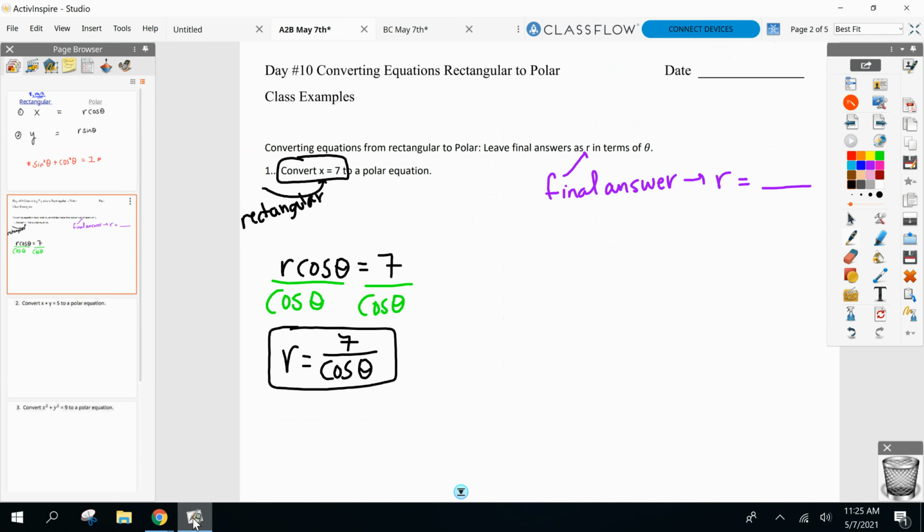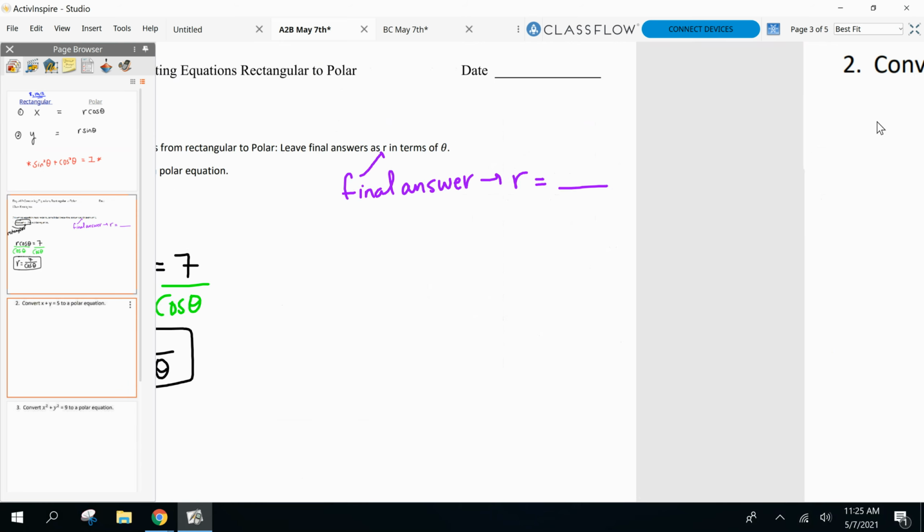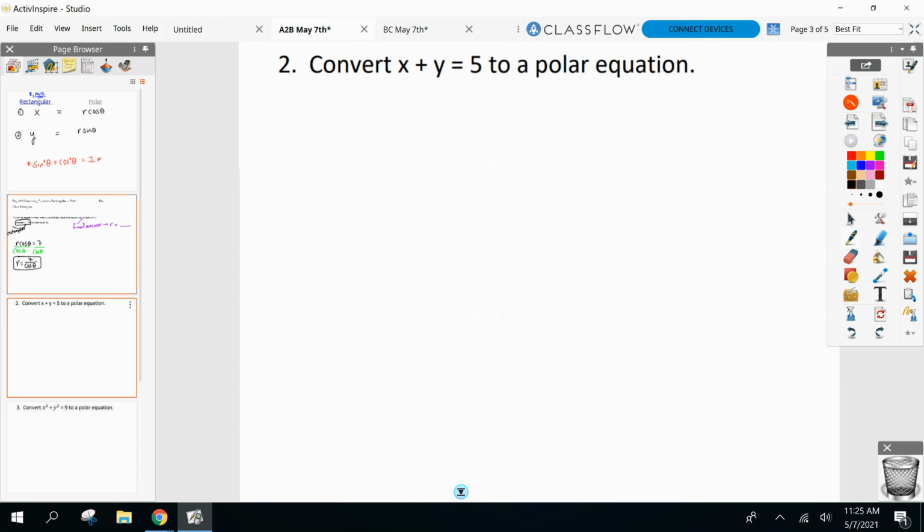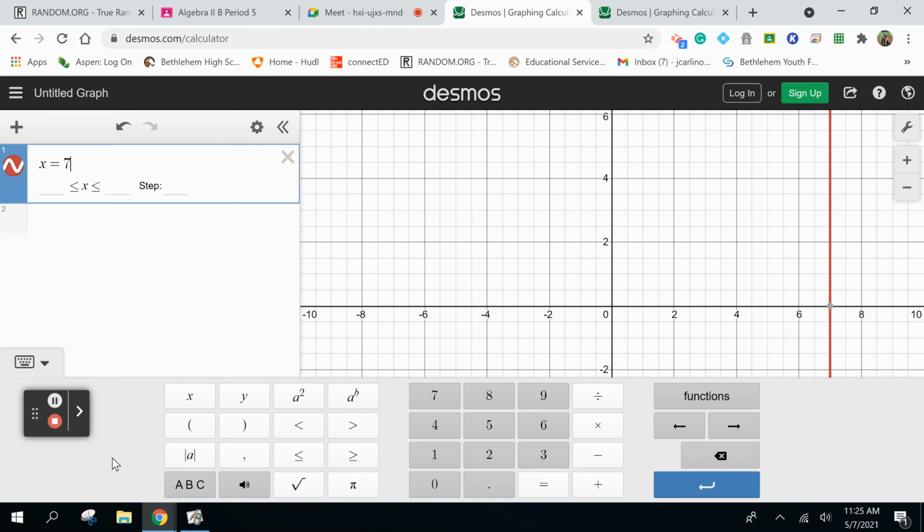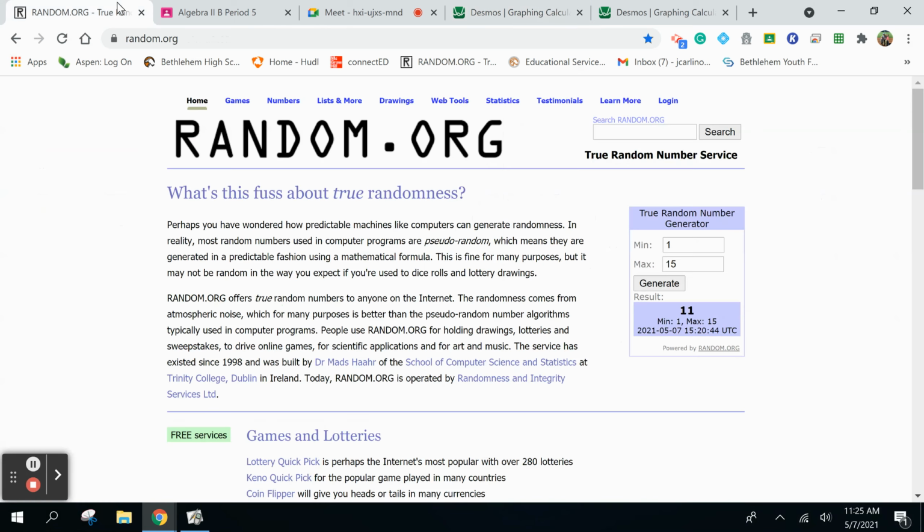All right, let's keep going then. Any questions, comments on number 1? All right, let's keep grinding away. A little more complicated next. Now what do we see in this one? Here we go. Got some work to do.